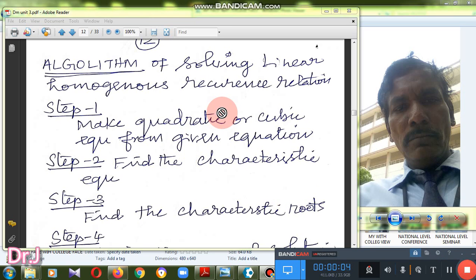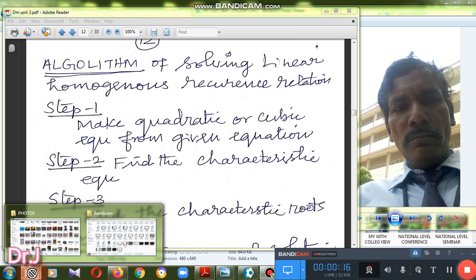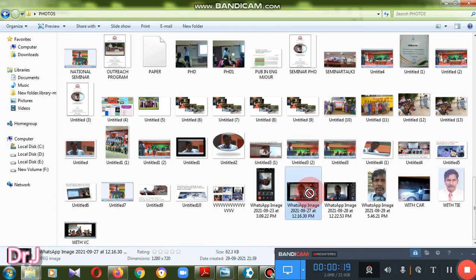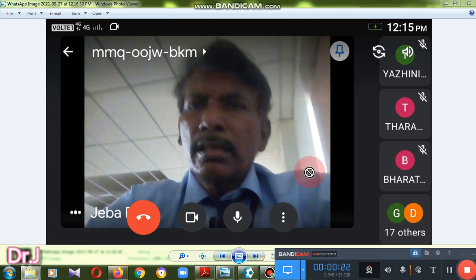Okay, welcome students. In this class, we are going to discuss the algorithm for solving linear homogeneous recurrence relations. So we have already known what a recurrence relation is and how to solve them. I have finished one problem, and we also discussed examples and what a linear homogeneous recurrence relation is.